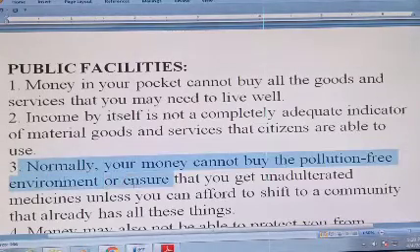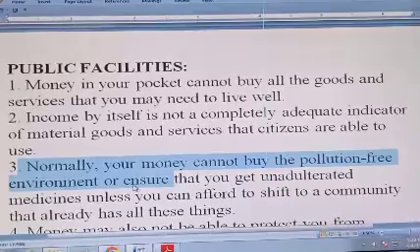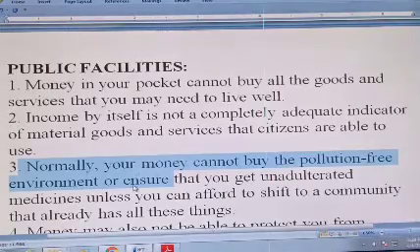Normally your money or our money cannot buy a pollution free environment or ensure that you get unadulterated medicines. What is the meaning of unadulterated? Adulterated means mixture of bad things into the good things, which is known as adulteration. Unadulterated means pure thing, right?